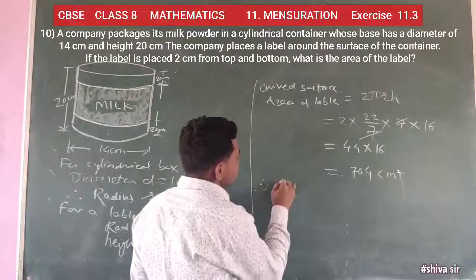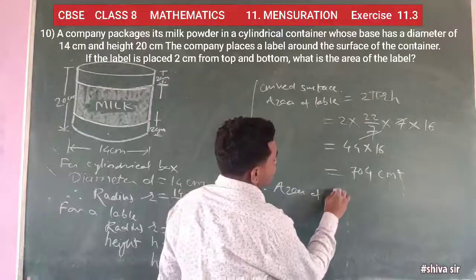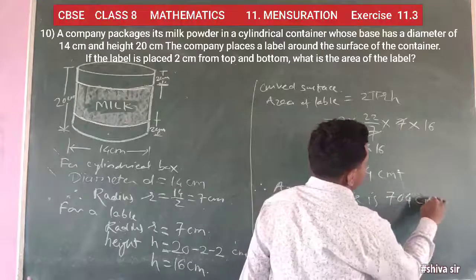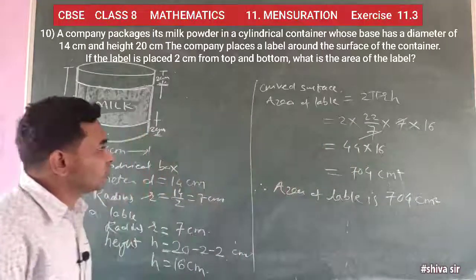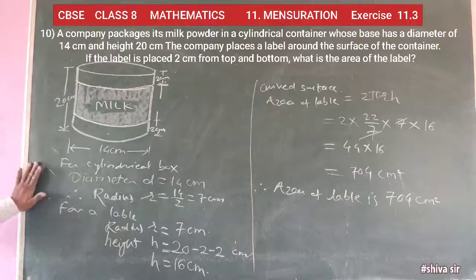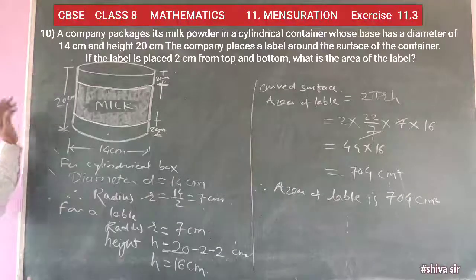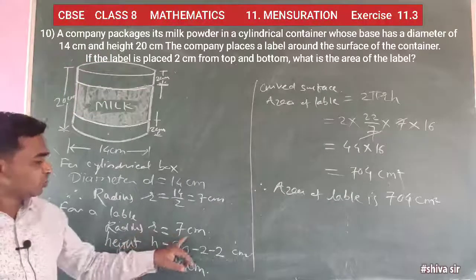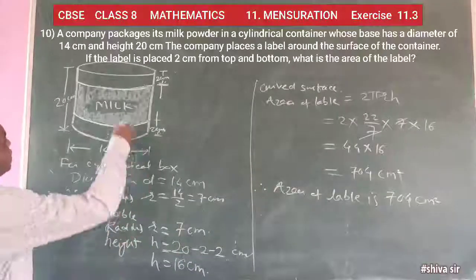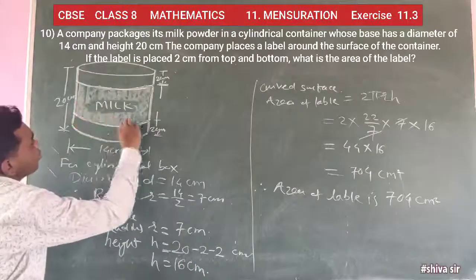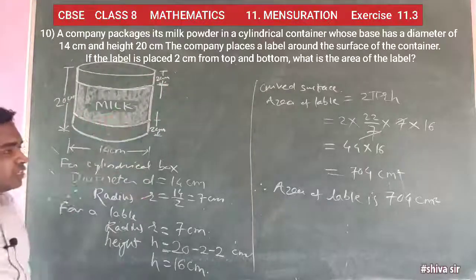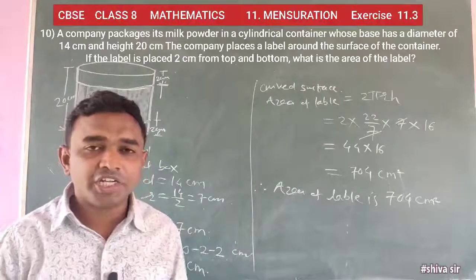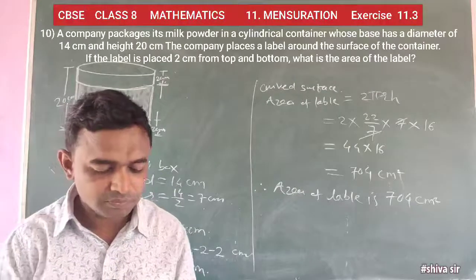So therefore the area of the label is 704 centimeter square. It is the answer to question number 10. Easy to understand. Just remember one thing: the radius of the cylindrical box is the same as the radius of the label, because the label is placed around the box, that means the curved nature. Understand? So this is the answer to question number 10. And here our exercise 11.3 is over. Thank you.